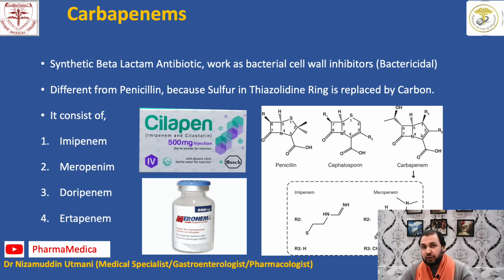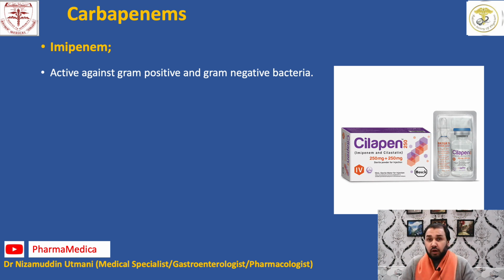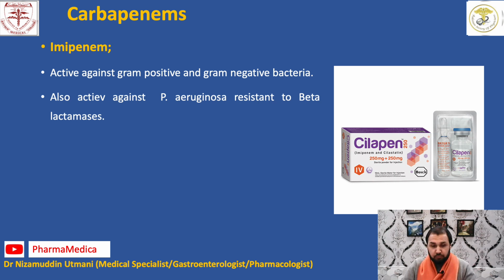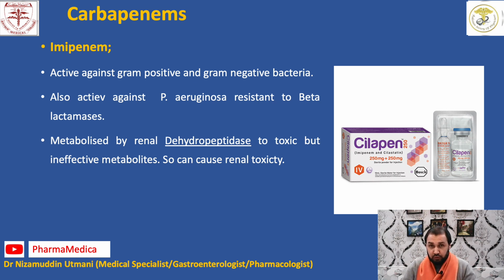So we have four antibiotics in the carbapenems: Imipenem, Meropenem, Doripenem, and Ertapenem. Now coming to the first one, Imipenem. Imipenem is a very good antibiotic. It is active against gram-positive and gram-negative bacteria. It is also active against Pseudomonas infection, which is one of the resistant types of infection and produces a lot of beta-lactamases. It is metabolized by the renal dehydropeptidase.